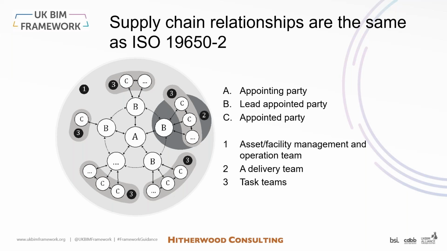So A is always the lead appointing party. B is the lead appointed party, or however many lead appointed parties are appointed by the appointing party. And C is the next tier down of appointed parties who are producing information within the delivery teams. So we have these delivery teams led by the lead appointed party in each case.